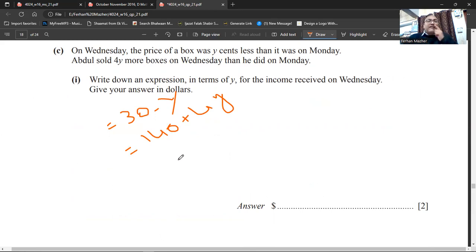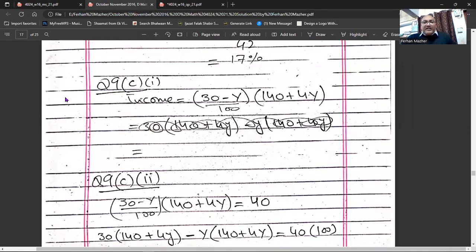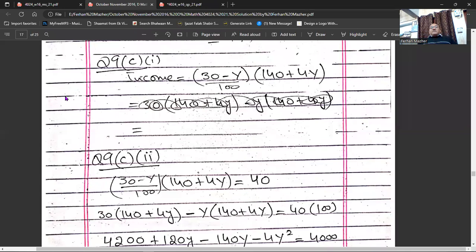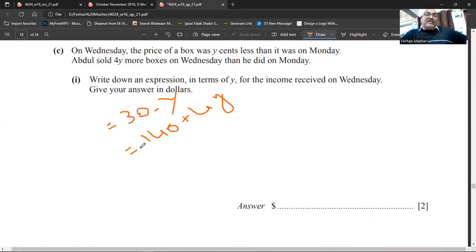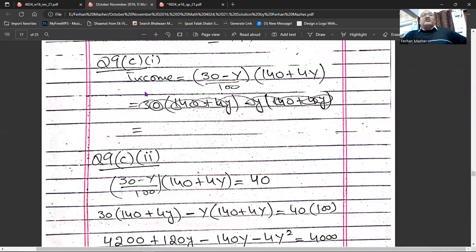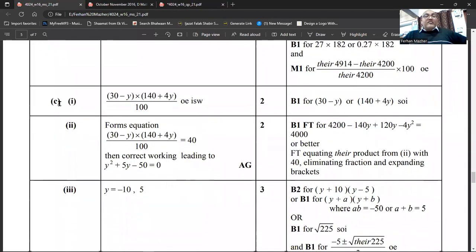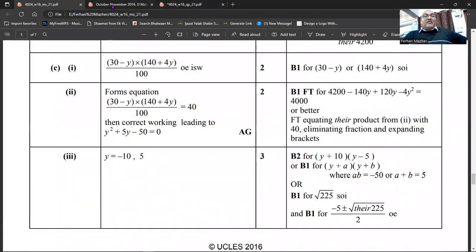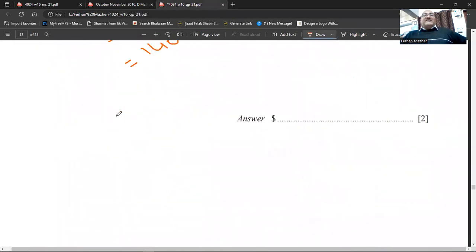Just multiply them. You will get the income received. Okay, so we just have to multiply them. I hope you understand. So the income in dollars. Sorry, you want to see it in dollars. Because this is in cents, divide it by 100. So the income will be 330 minus Y, the whole thing divided by 100, multiplied by 140 plus 4Y. So that is the income. I hope you understand. That is the right answer, sir. Here you see. Okay, question number 9C first part is done.